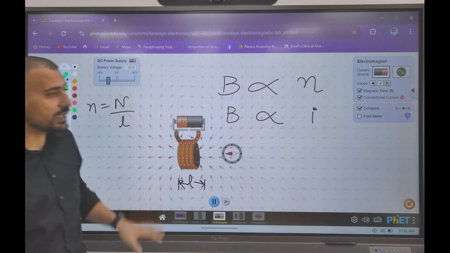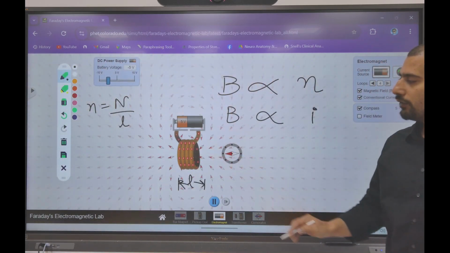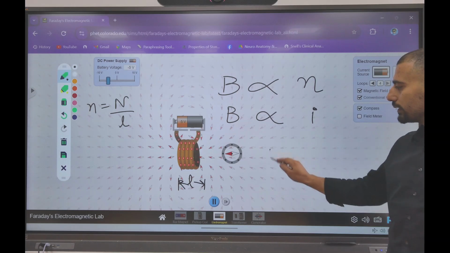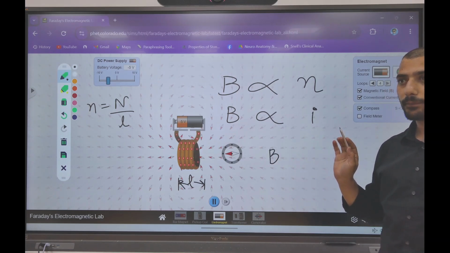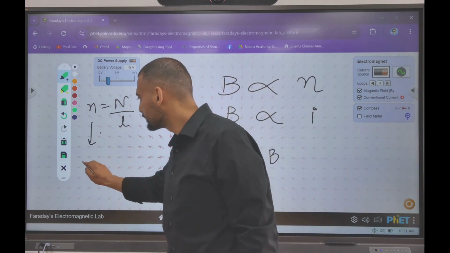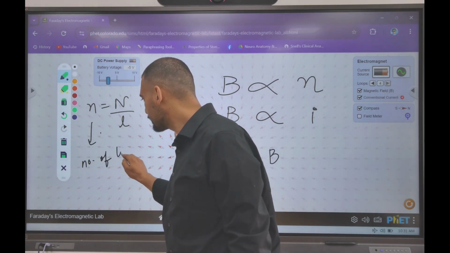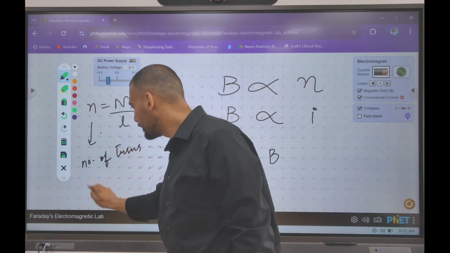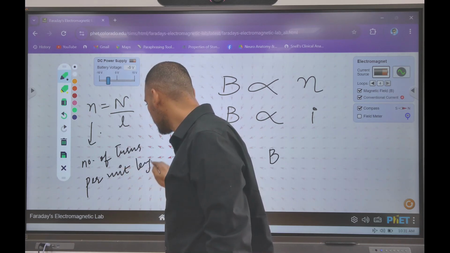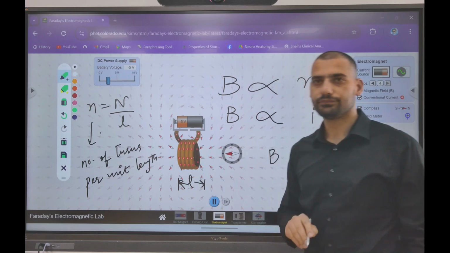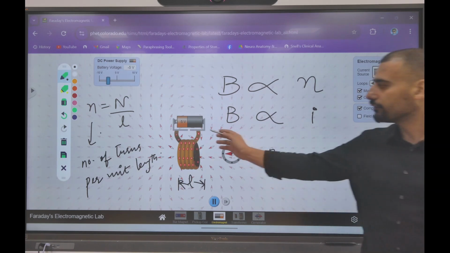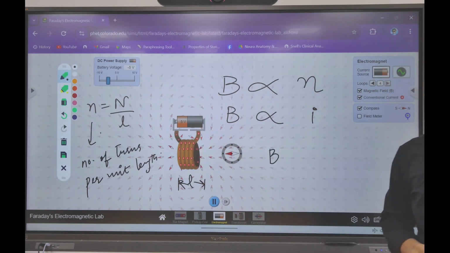So remember the general equation for the magnetic field inside an electromagnet. It is equal to the magnetic field, and the number of turns per unit length. See this. Number of turns per unit length. Is that fine? Yes. And what was I? I is the current. The current flowing through this tube. Okay?